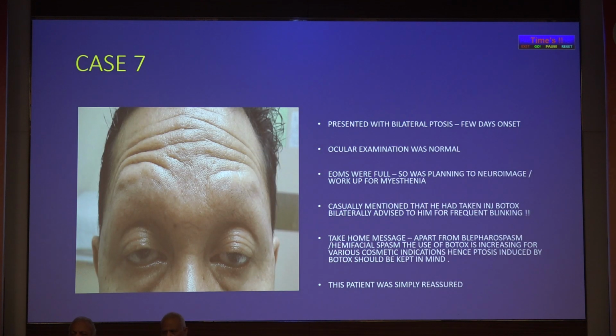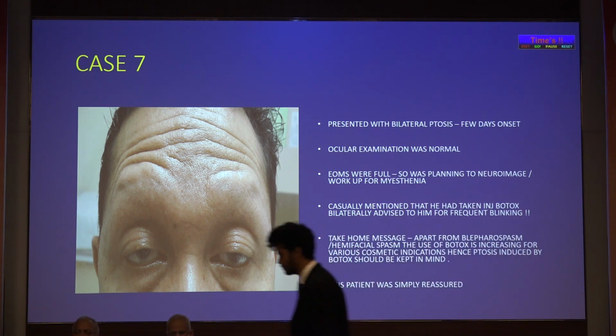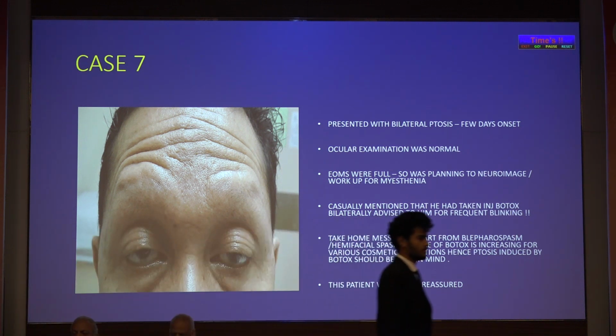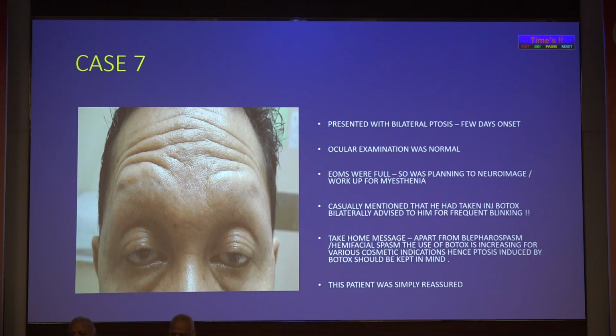Last case. Bilateral ptosis, few days of onset, old gentleman. Ocular examination was normal, extraocular movements were full, so I was planning to neuroimage and work up for myasthenia. But while we were discussing, he casually mentioned that he had taken Botox injection bilaterally as he had a problem of frequent blinking. So the take-home message is that apart from blepharospasm and hemifacial spasm, the use of Botox is increasing for various cosmetic indications, and hence, ptosis induced by Botox should be kept in mind.